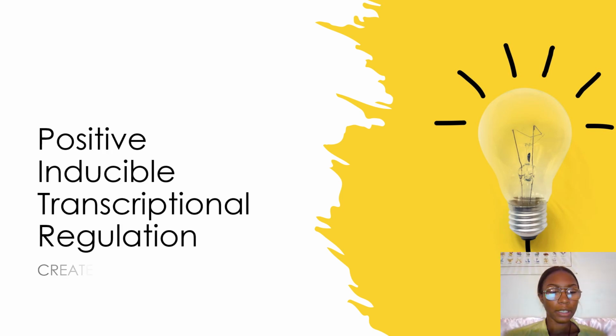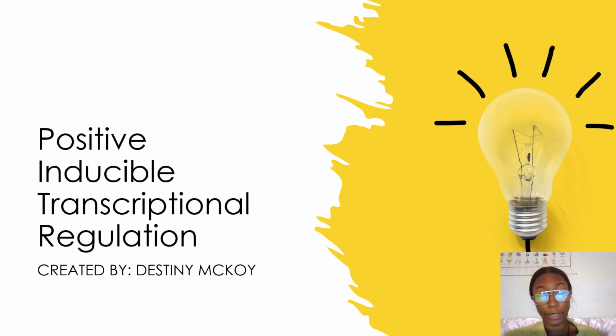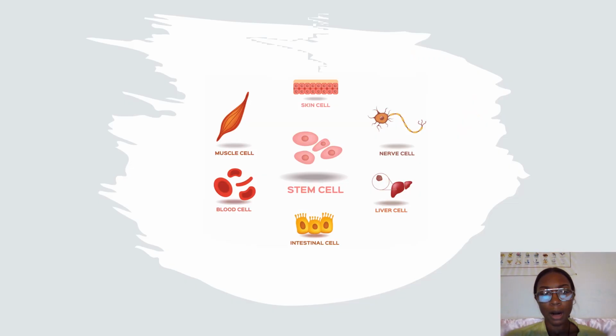In this video, we're going to take a look at positive inducible transcriptional regulation. Our body contains nearly 100 different cell types. Even though they all contain the same DNA, due to gene regulation, they activate different genes for each of these cells so they are able to complete their specialized jobs.